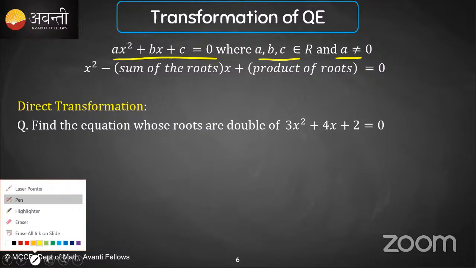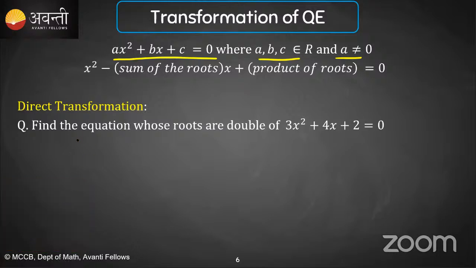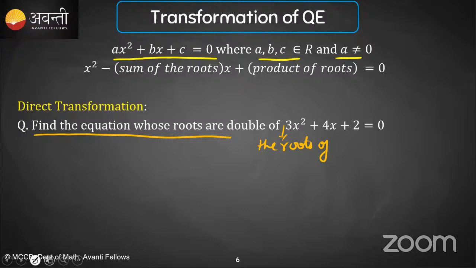So tell me, student, let's start with the question. Okay, let's try to understand this concept through a question. Okay, it would be very easy to understand then. See, question is saying that find the equation whose roots are double of the roots of 3x square plus 4x plus 2 is equal to 0. Question को लिख लो.